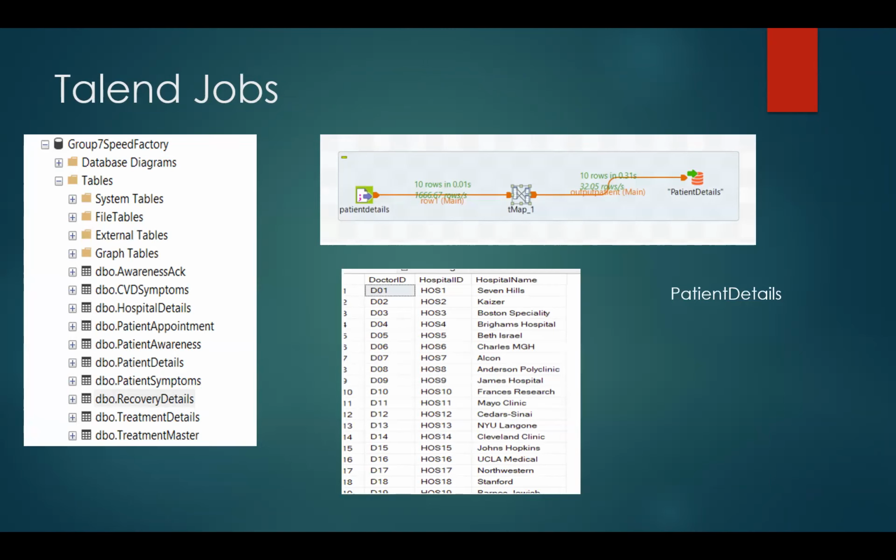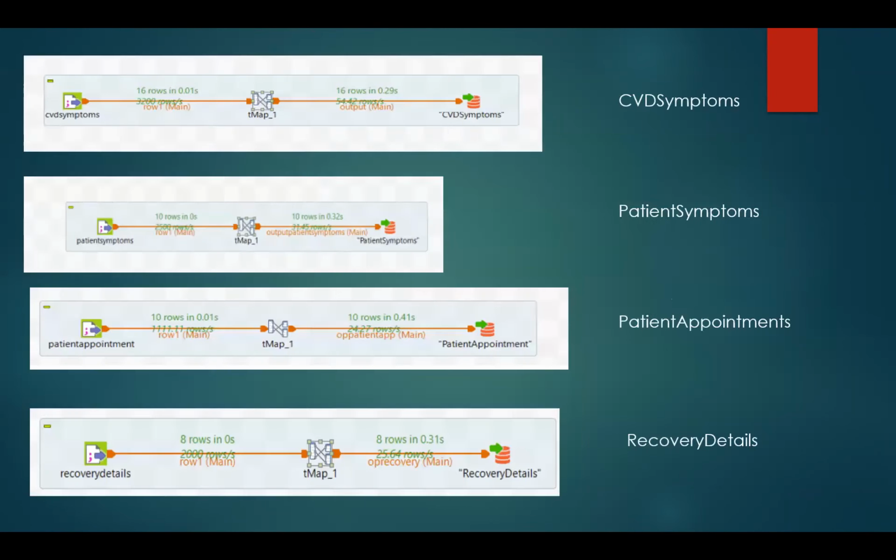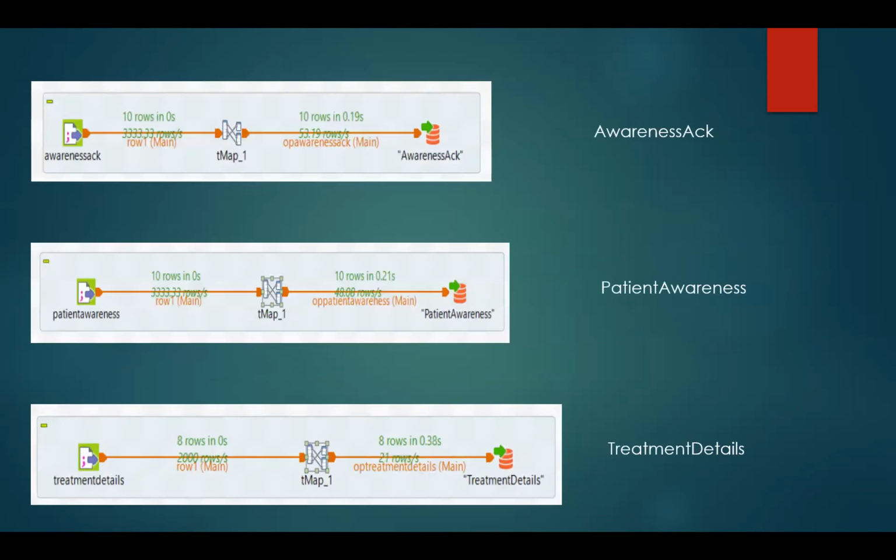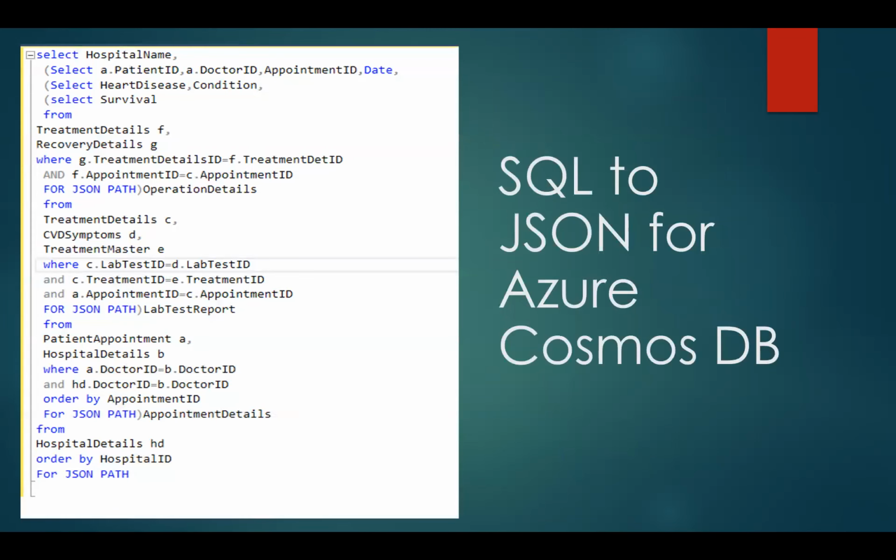And for the EDW, we have used SQL Server Management System. And these are some Talend jobs that we have implemented for loading the data into tables such as patient details, CVD symptoms, patient appointments, recovery details, awareness acknowledgement, patient awareness, and treatment details. And after data is successfully ingested into our warehouse, we are then manipulating it using FOR JSON PATH to convert our relational structure into a JSON document.